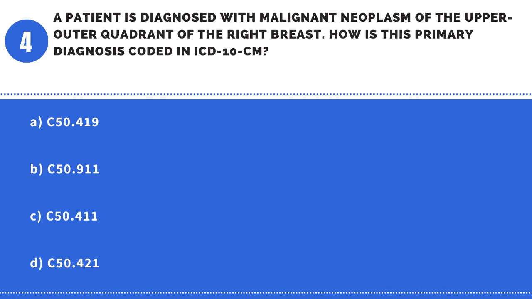Question 4. A patient is diagnosed with malignant neoplasm of the upper outer quadrant of the right breast. How is this primary diagnosis coded in ICD-10-CM? A. C50.419. B. C50.911. C. C50.411. D. C50.421.